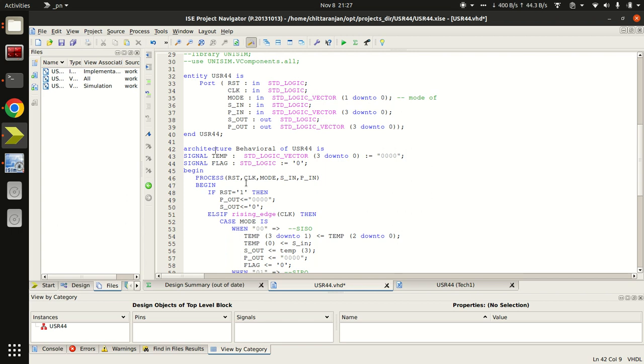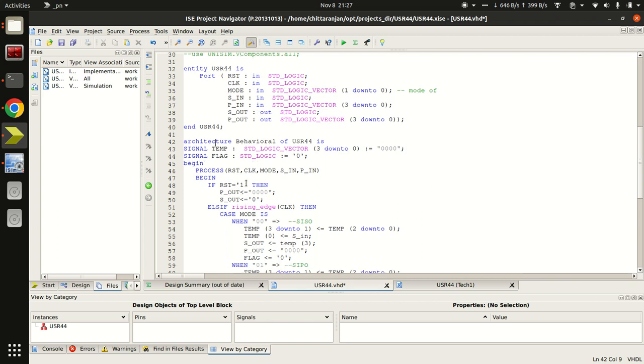Now in the process, if the reset pin is 0, everything will be reset to 0, so the output will be displayed as 0. Otherwise, on every rising edge we will check the mode. When mode is 00, that is SISO mode, that is serial in serial out mode.